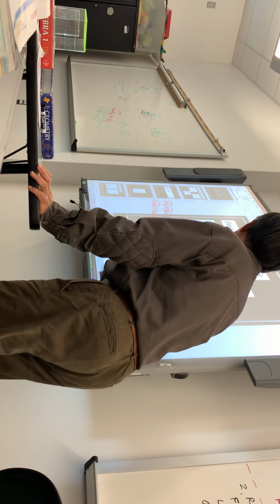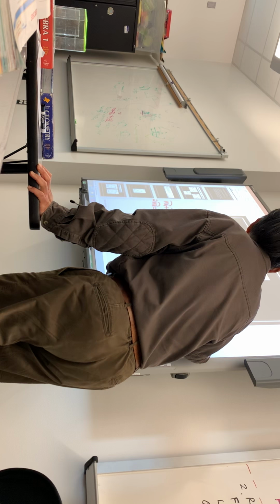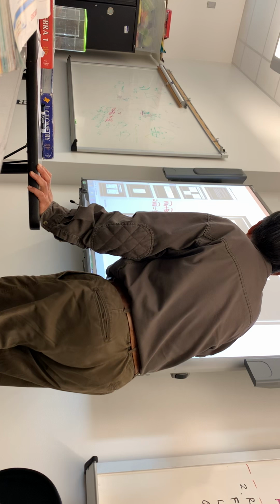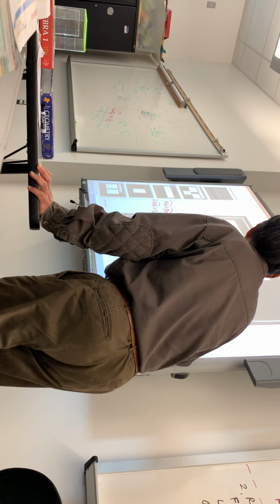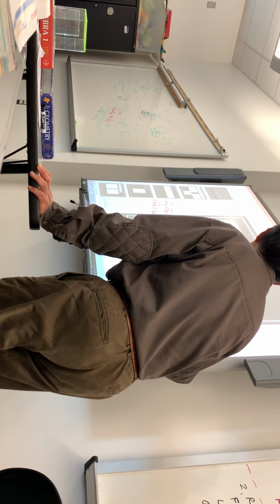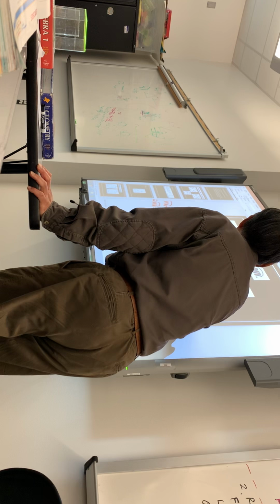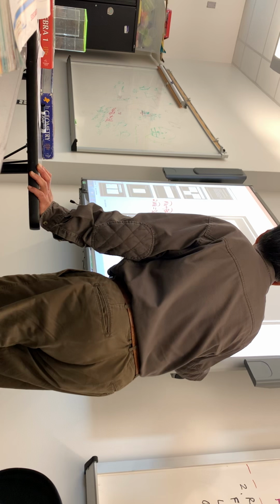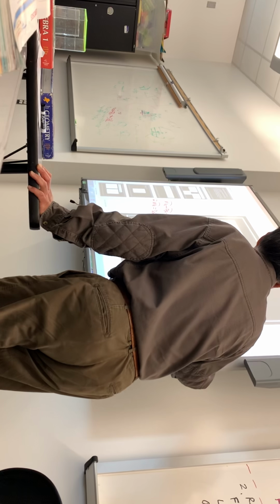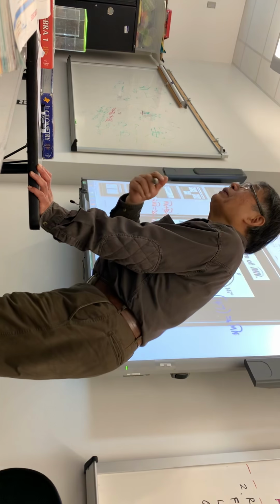Yes, 147. 2 times 147. 360 minus 2 times 147 is equal to MN, the arc measurement. Do you understand him, please?